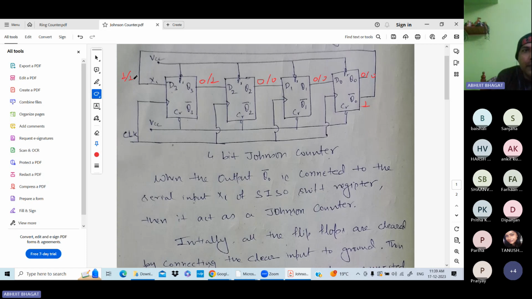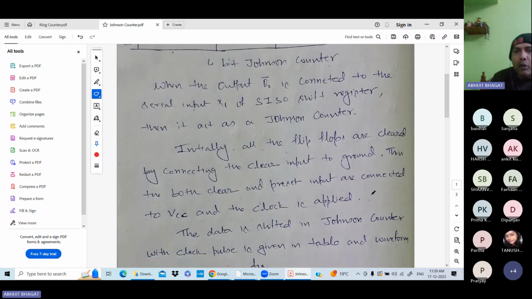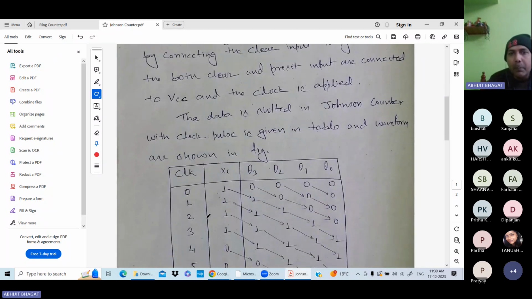So for the second clock pulse, again this 1 is shifted to here. This one is the input to this one, so this 1 is shifted to here. Here it is 0, so this 0 is shifted to here. Here it is 0, so this 0 is shifted to here. So for the second clock pulse, this is the output, with 1 bit shifting.